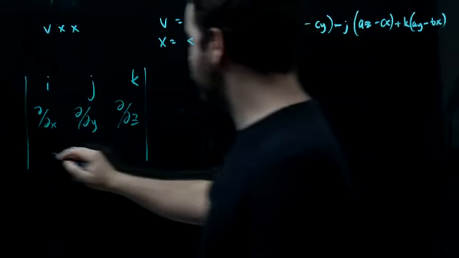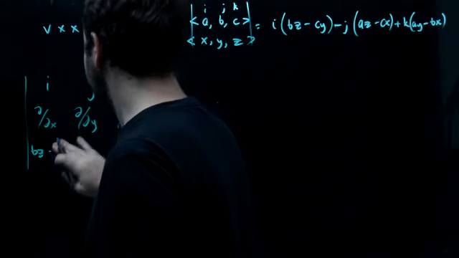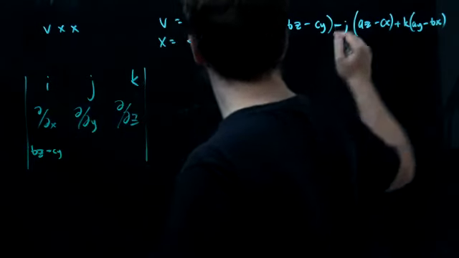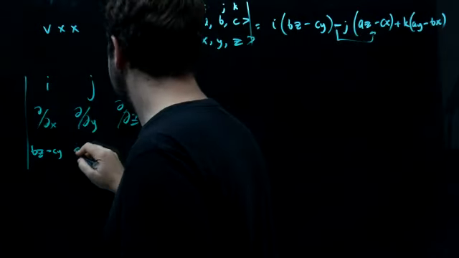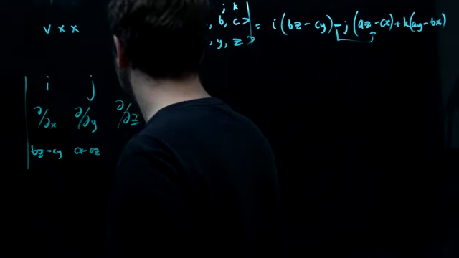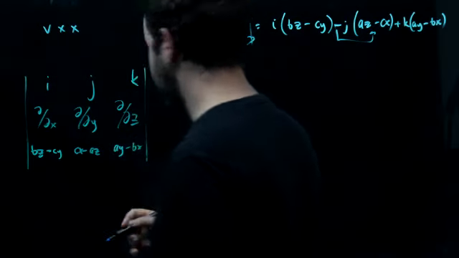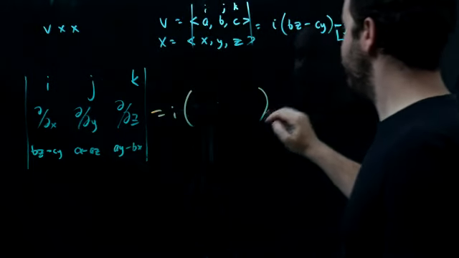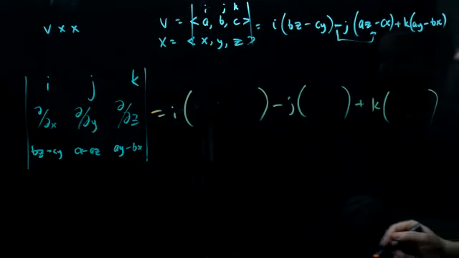Those components are bz minus cy. It's a mess here, I'm going to try and write small. bz minus cy. I'm going to distribute the negative to give me cx minus az. And then I have ay minus bx. Once again, I times open parentheses, minus j times open parentheses, plus k times open parentheses. Let's start with the i parentheses.